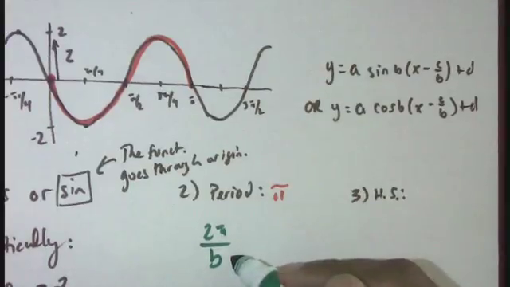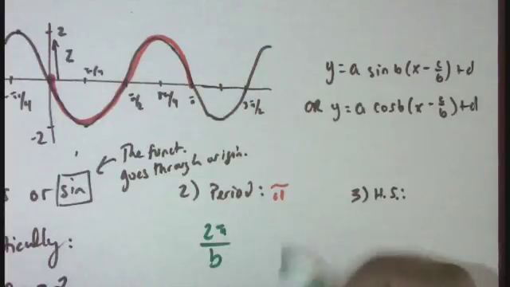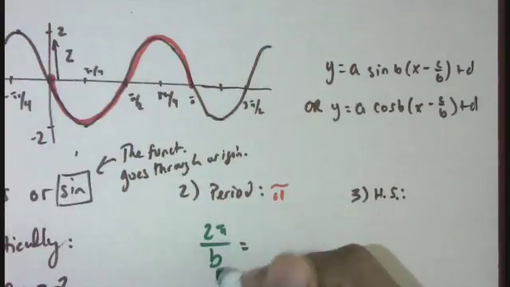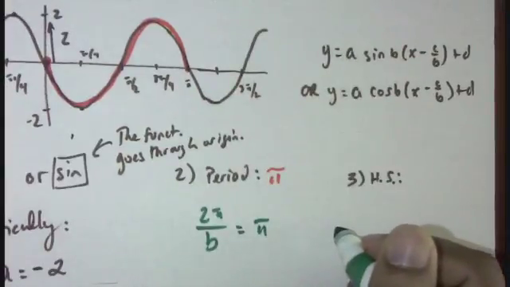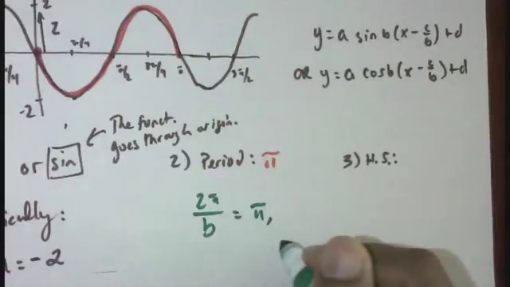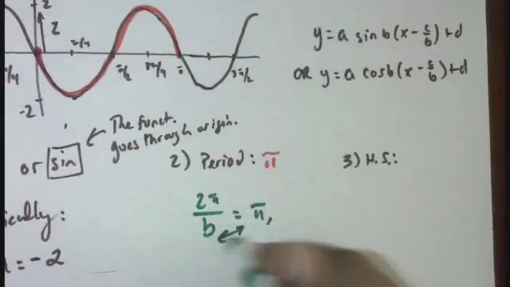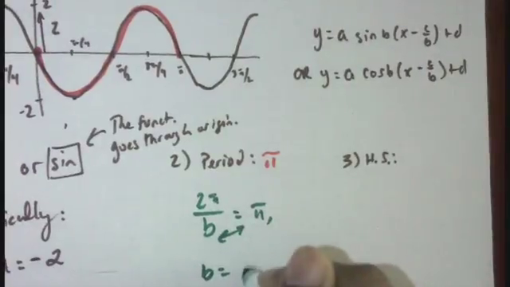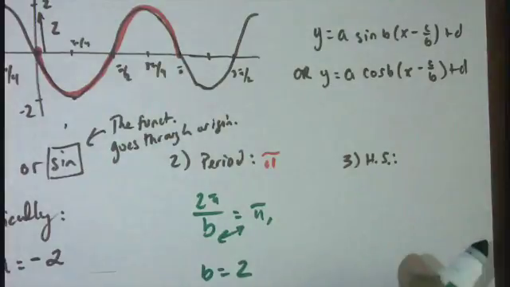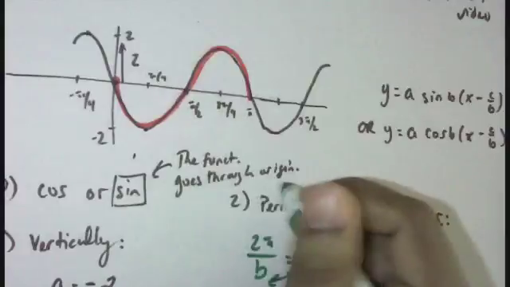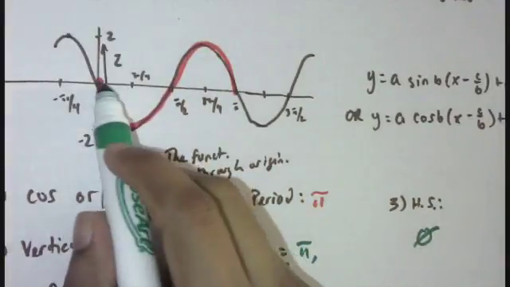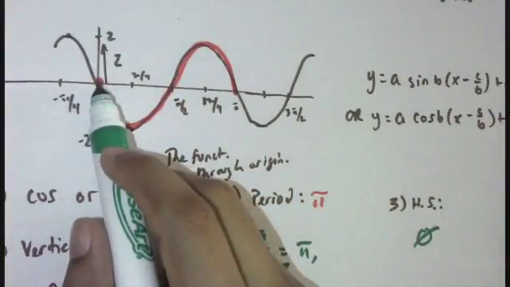In the last video, we had the luxury of knowing what the b value was. Here, I'm trying to solve for b, and when I do 2 pi divided by the b value, I should get a pi out. Now, when I solve for b, I do get a b value of 2. Hopefully you can see that looking at the origin, because sine usually starts at the origin.